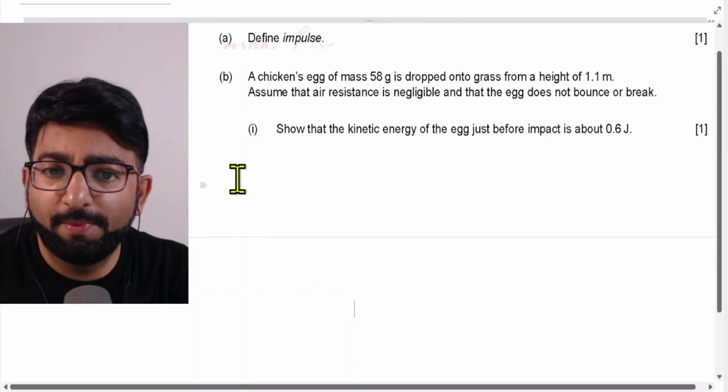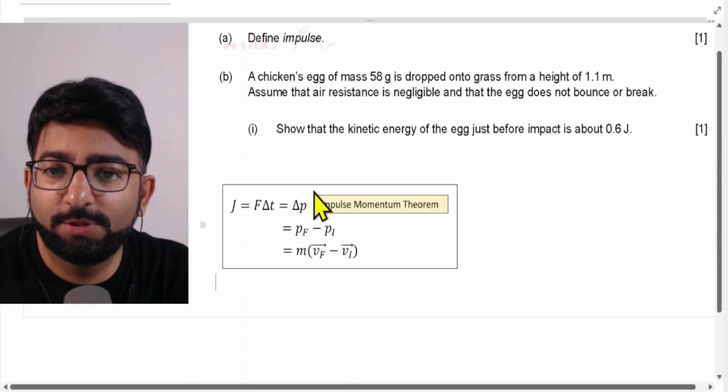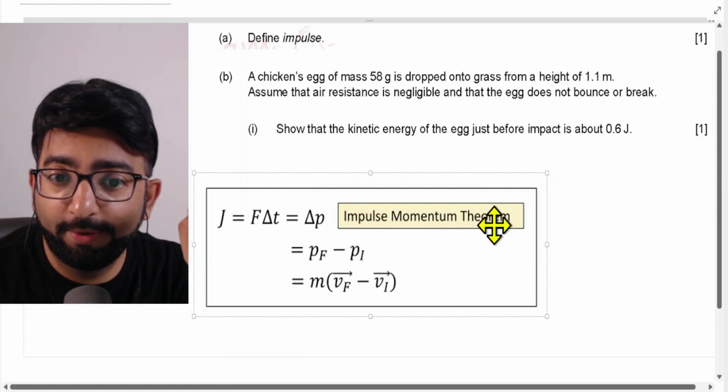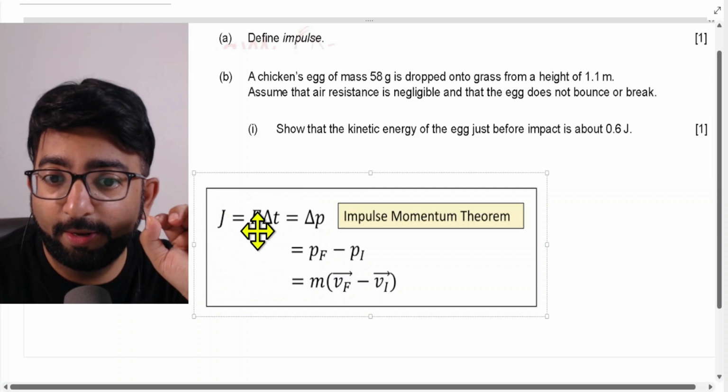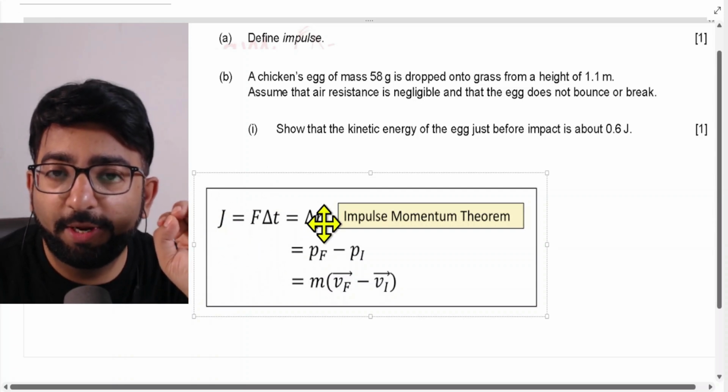Part A, define impulse. We can define impulse using the impulse-momentum theorem. Either we can write impulse as the product of force and time, or impulse as the change in momentum.